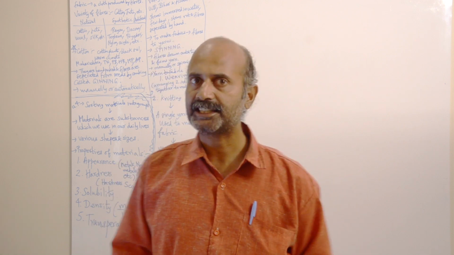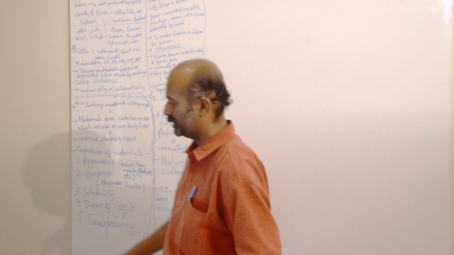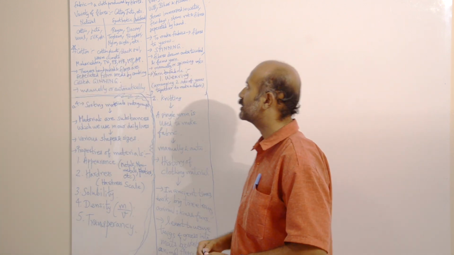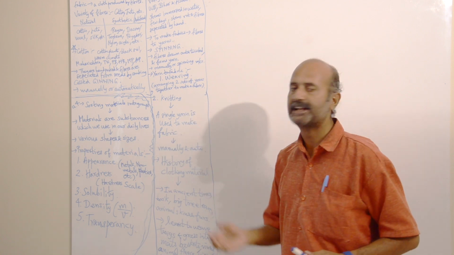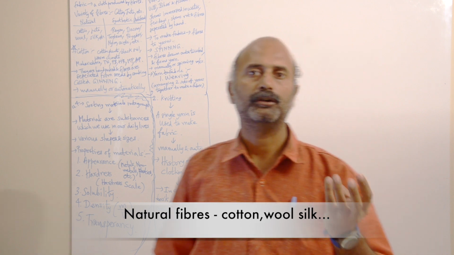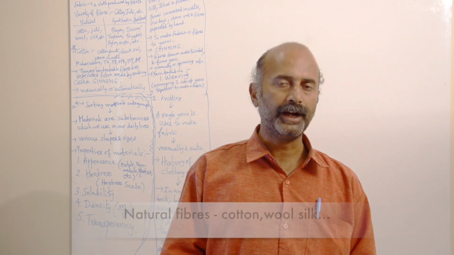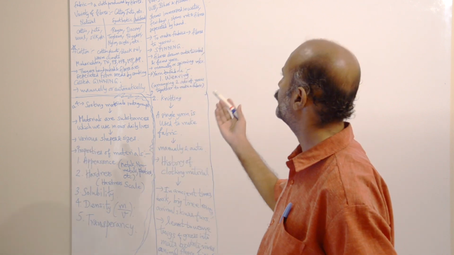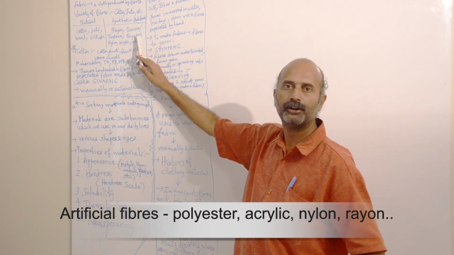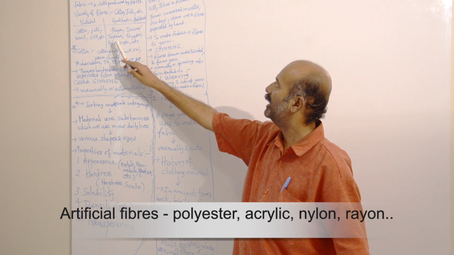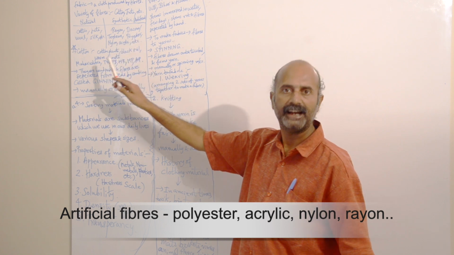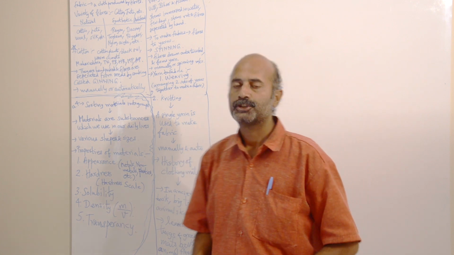But we can further classify them into two categories. If you look carefully, a few examples of natural fibers are cotton, jute, wool, silk, etc. And a few examples of synthetic or artificial fibers are rayon, dacron, which is also known as sterling, it's polyester, you must have heard about polyester, nylon, acrylic, etc.